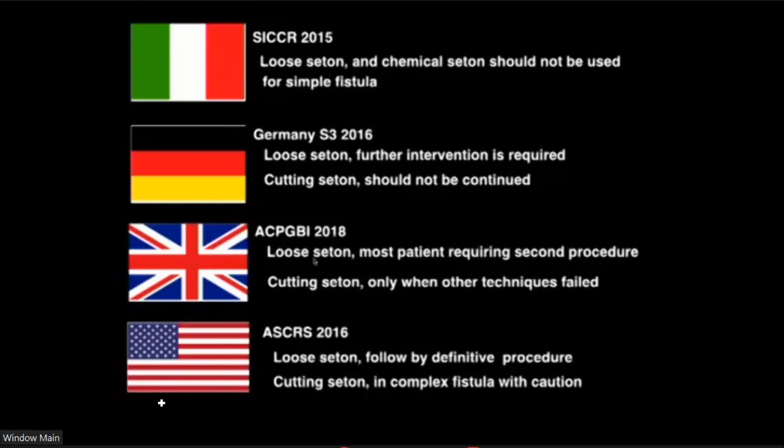In the UK, they use loose seton and a second operation. They cut the seton only when other techniques fail. They use cutting seton less and less in the UK, just loose seton followed by a definitive procedure. You can see loose seton, and loose seton. For cutting seton in complex fistula, they use caution, which means that in this country they do not prefer cutting seton, but they use loose seton.